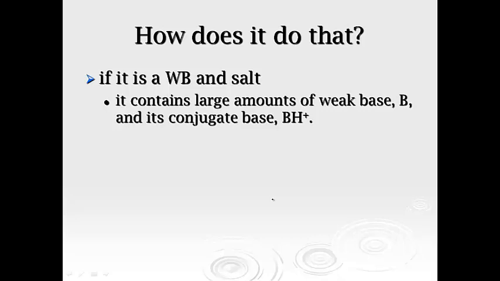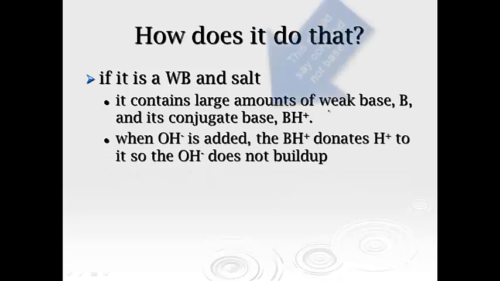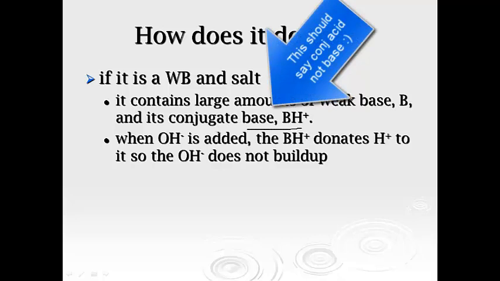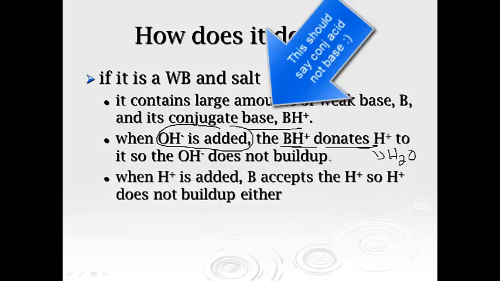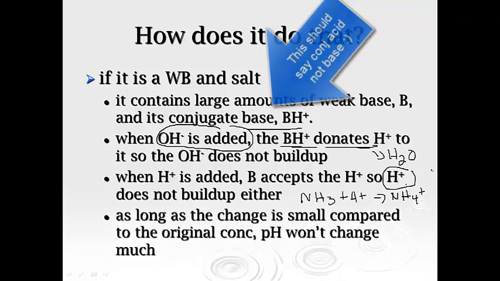If it's a weak base and its salt, it will contain large amounts of the weak base and the conjugate acid. Okay, so this time, if hydroxide is added, the conjugate acid will donate the hydrogen ion so that the OH does not build up to form water. And when the hydrogen ion is added, the base will accept the hydrogen, so the hydrogen ion doesn't build up either. So for example, if you have ammonia, ammonia can accept that hydrogen ion and form ammonium, and you're not ending up with a huge jump in pH.